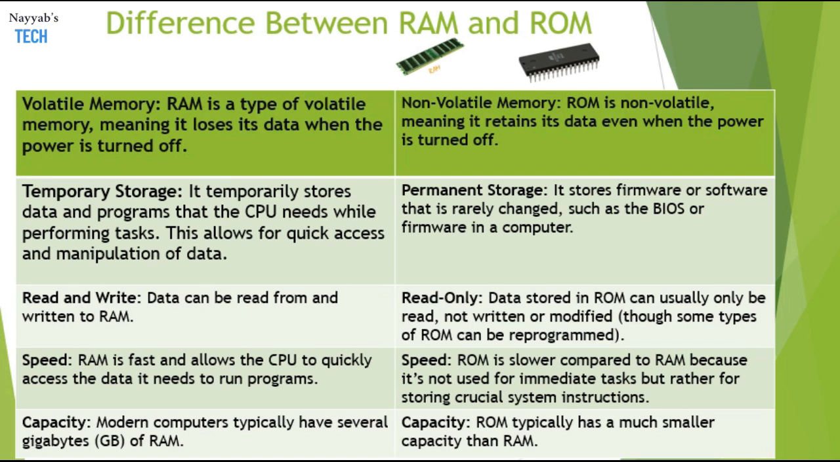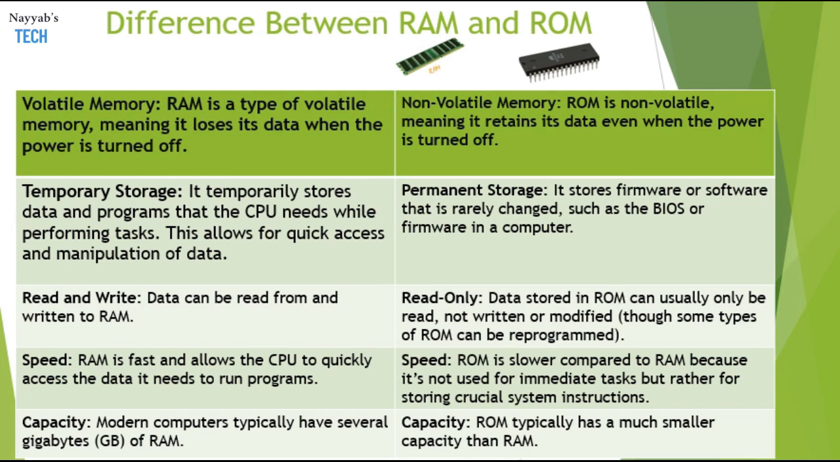When I talk about the speed of RAM, RAM is fast and allows the CPU to quickly access the data which is needed by the program. The CPU requires instructions and data to perform its task, so they are held by the RAM because RAM stores the temporary data, and you can also read or write data from the RAM.